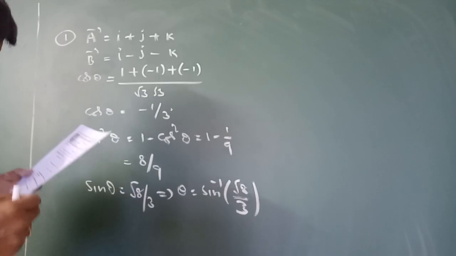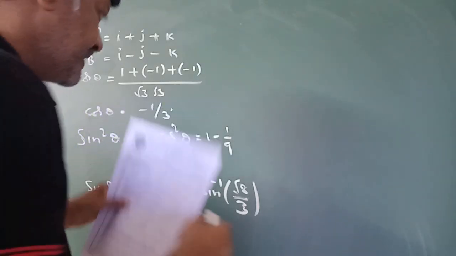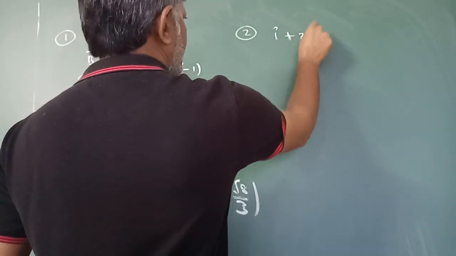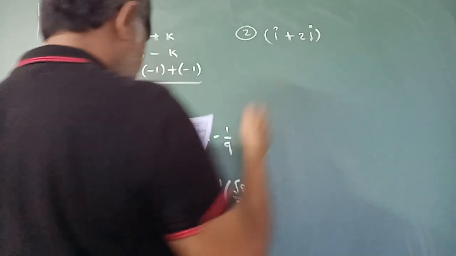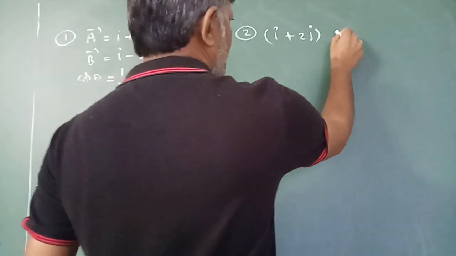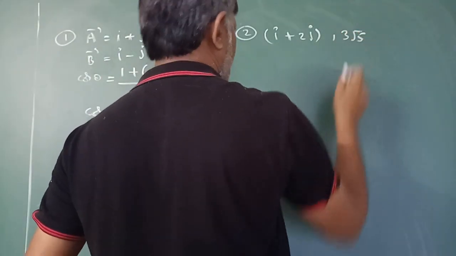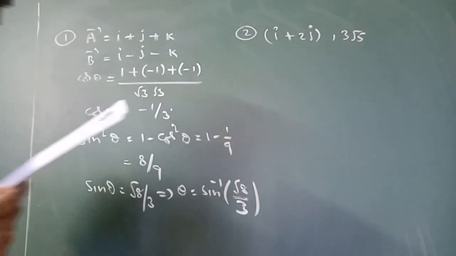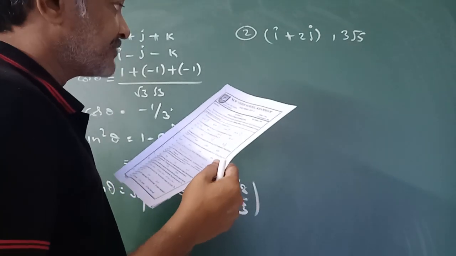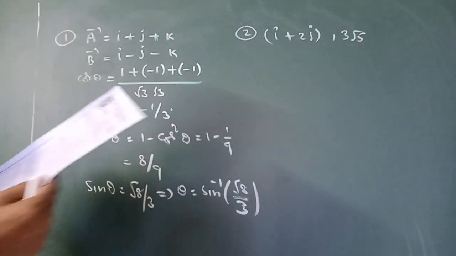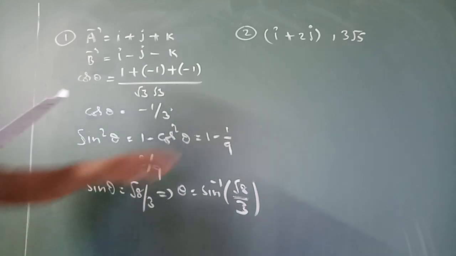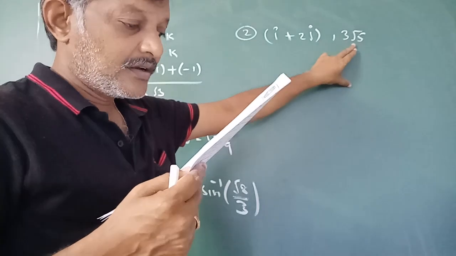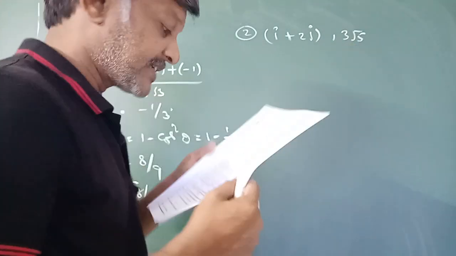Second question: a vector perpendicular to i + 2j and having magnitude 3 root 5. The new vector is perpendicular to this one and having magnitude 3 root 5. First check magnitude. Magnitude of A is root 9 plus 25, root 34. But the required vector magnitude is root 45. Root 45 means the second option is correct.